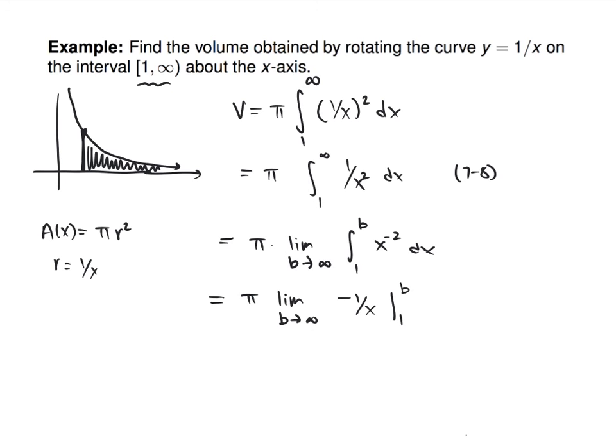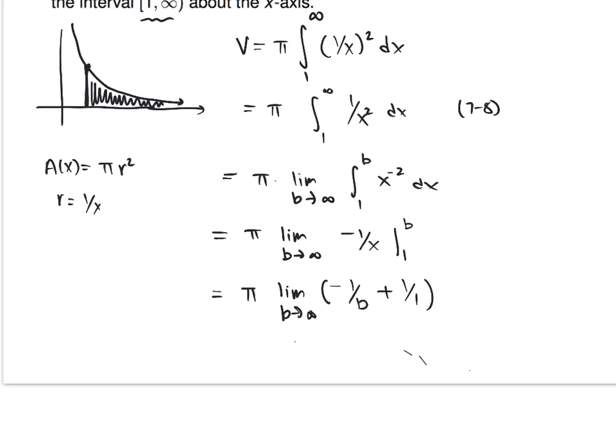X to the negative 1 over negative 1 makes negative 1 over x. So you have pi, limit as b goes to infinity, negative 1 over b plus 1 over 1. So Han, what happens to the 1 over b as b goes to infinity? So this thing goes to pi. So the volume of that solid is pi. Crazy, huh?